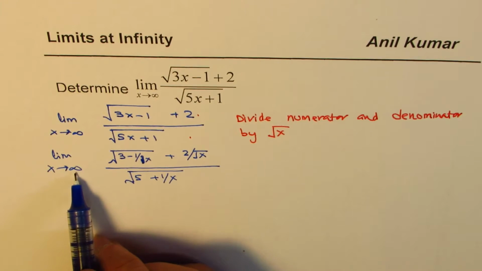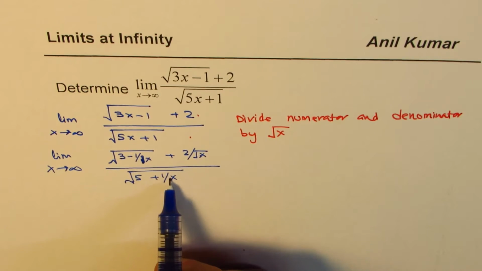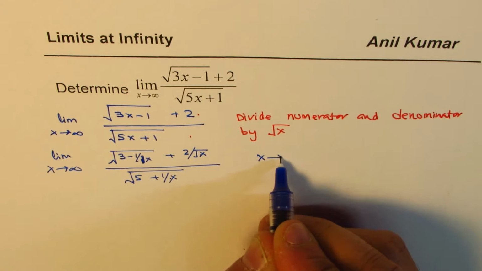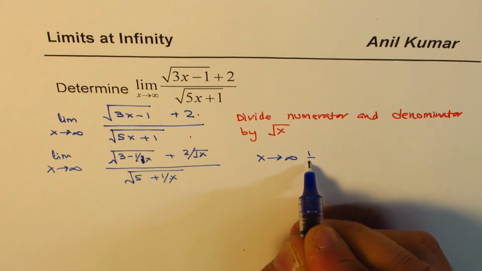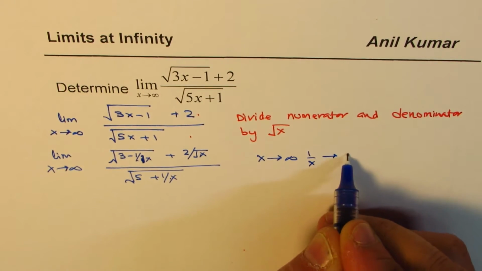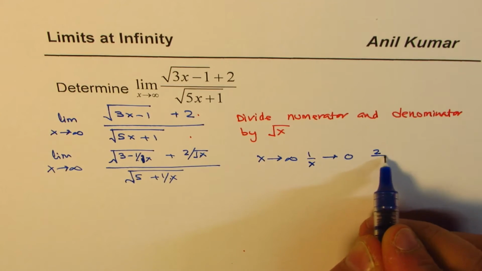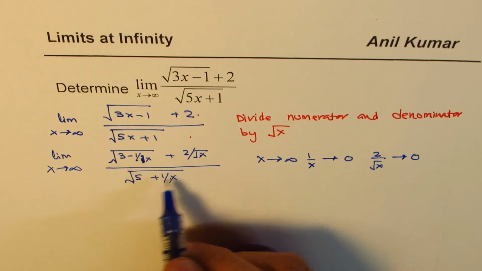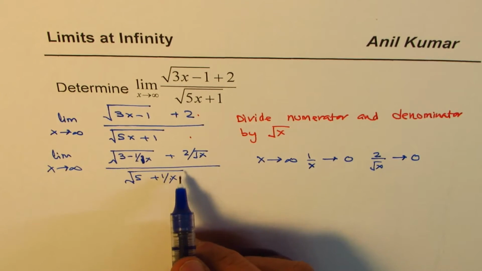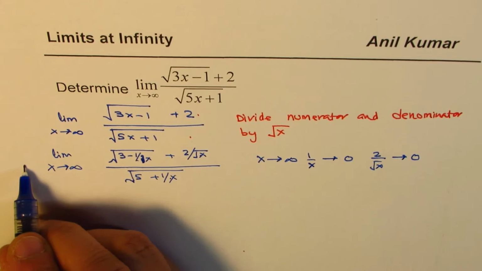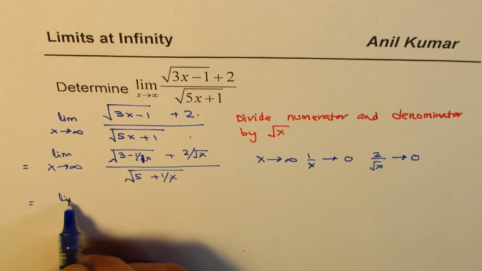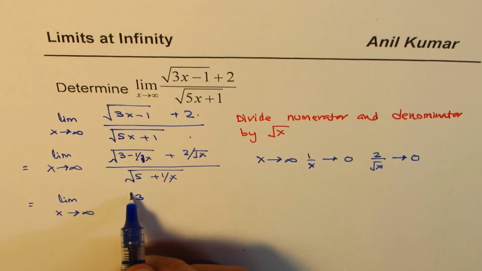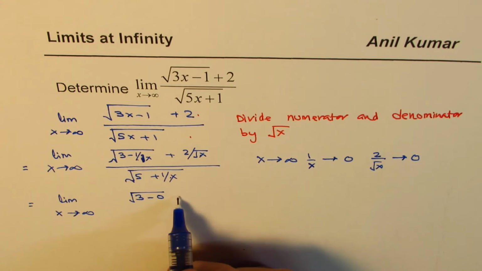Now as x approaches infinity, all these three terms approach 0. So 1 over x approaches 0, 2 over square root x approaches 0, and 1 over x in the denominator also approaches 0. Therefore we could write this as the limit as x approaches infinity of square root of 3 minus 0, plus 0.